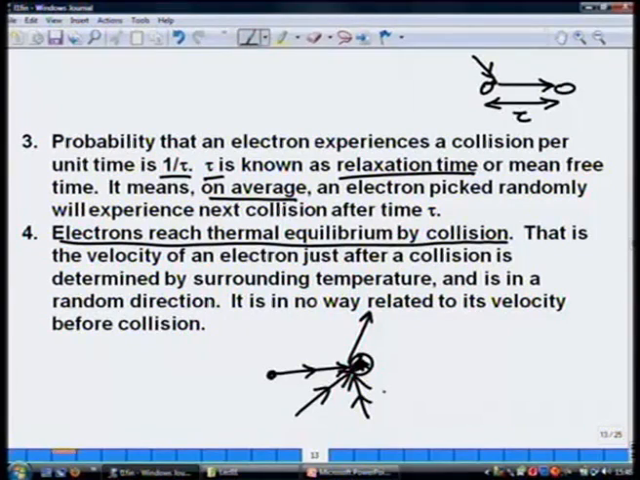It does not matter from what direction it came and collided. It evolves in a direction which is random, and its speed is entirely dependent on what the local temperature is, because that is how it reaches thermal equilibrium. After collision, the evolution of speed is based on thermal equilibrium in random directions. It has no history; that electron does not remember what speed and what direction it came from.